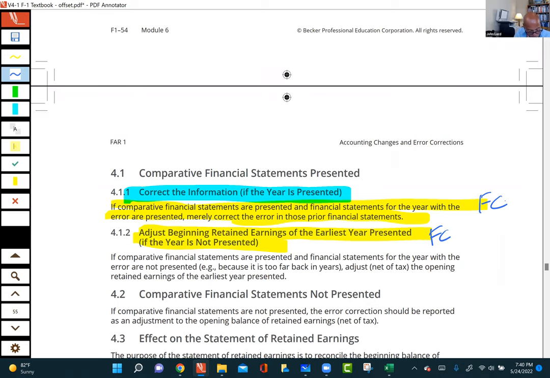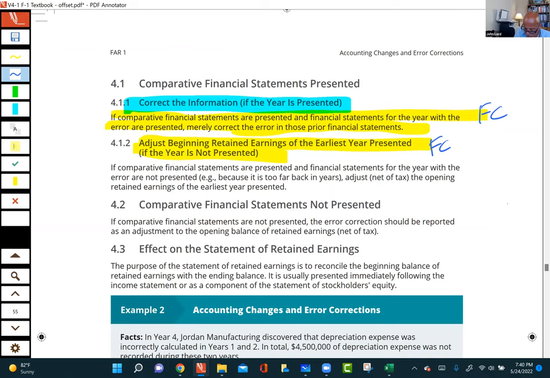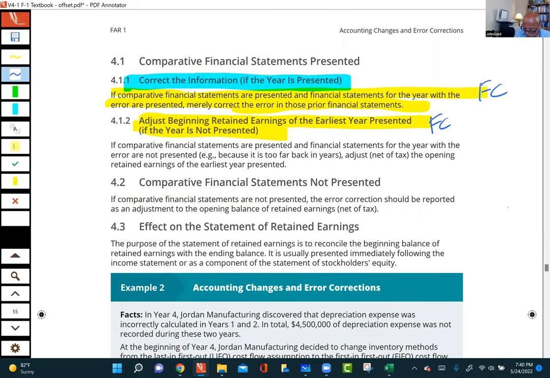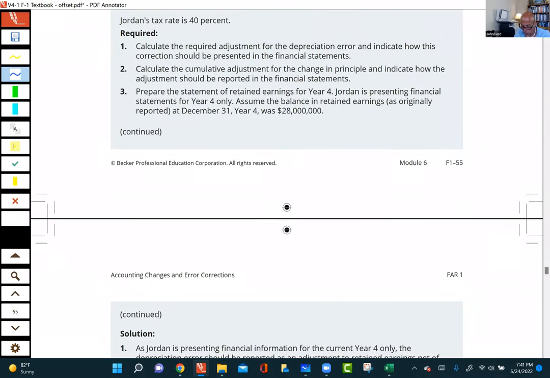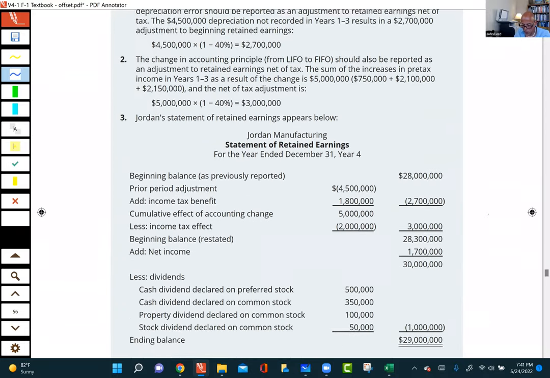And right here, if non-comparative statements, then you're going to have to adjust the beginning balance of the retained earnings of the only period presented. Same thing we said for cumulative effect. Okay, we don't need to go through that example. That gets a little too much, not worth our time here.